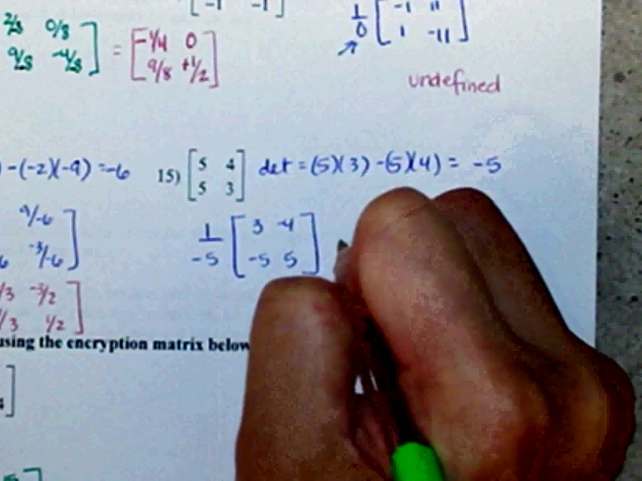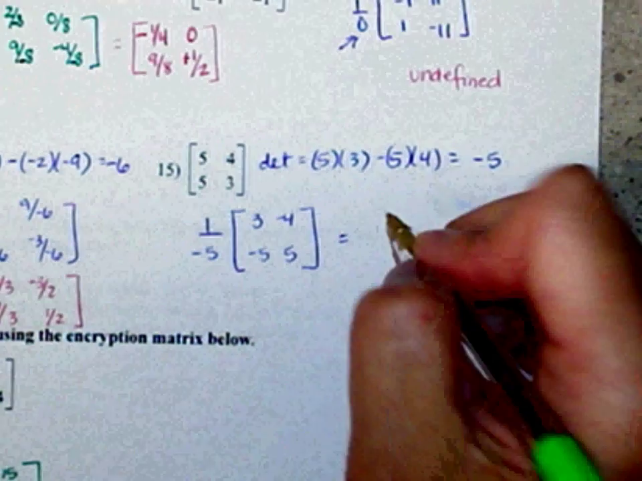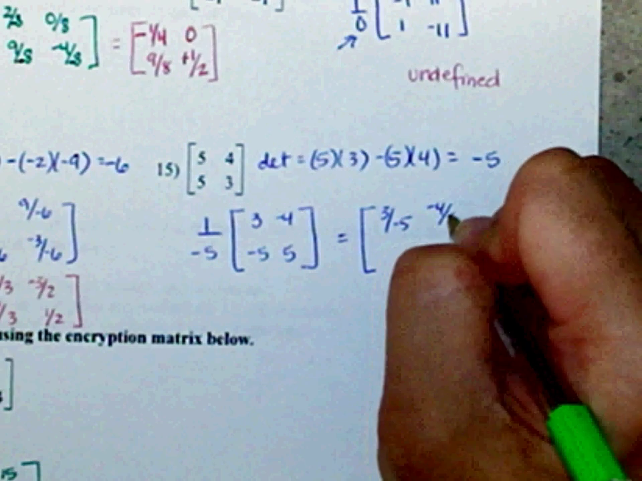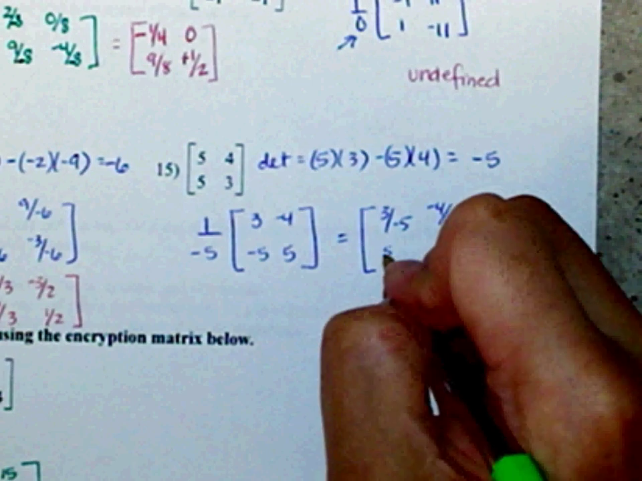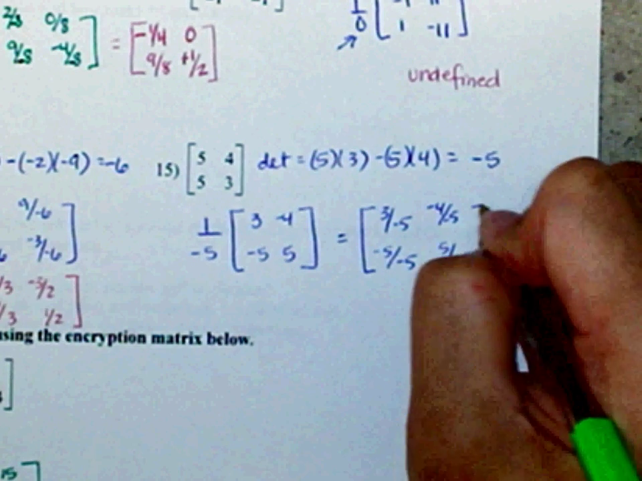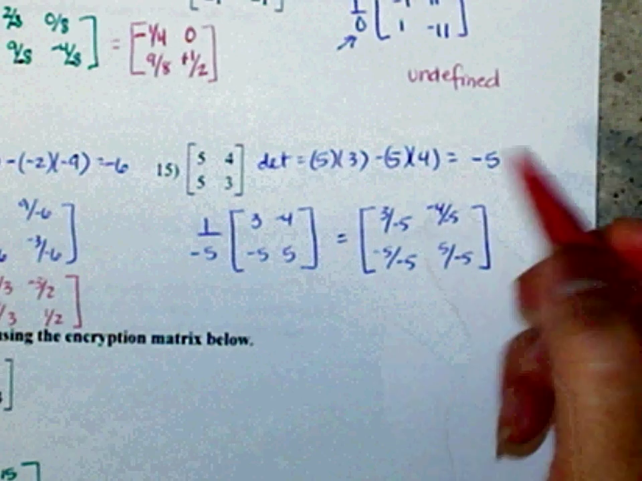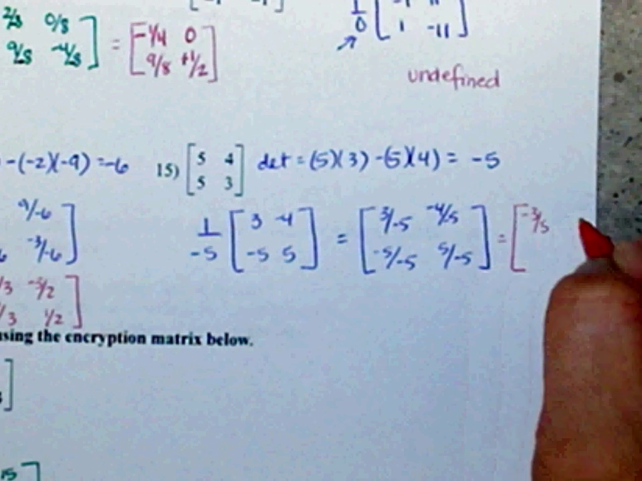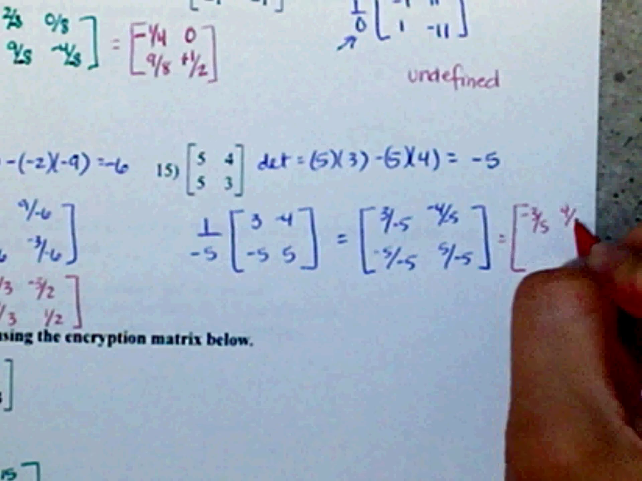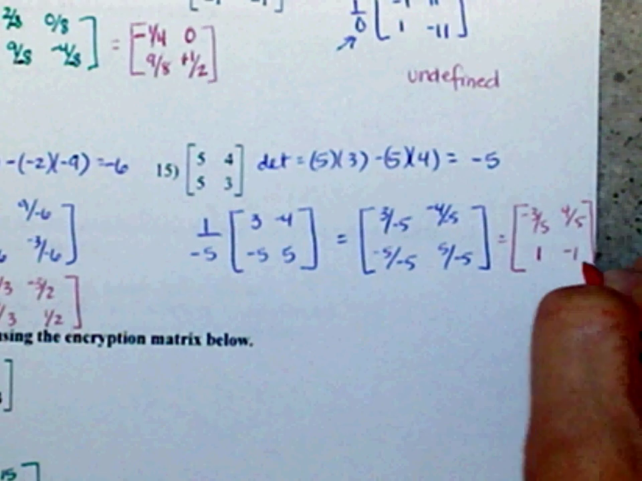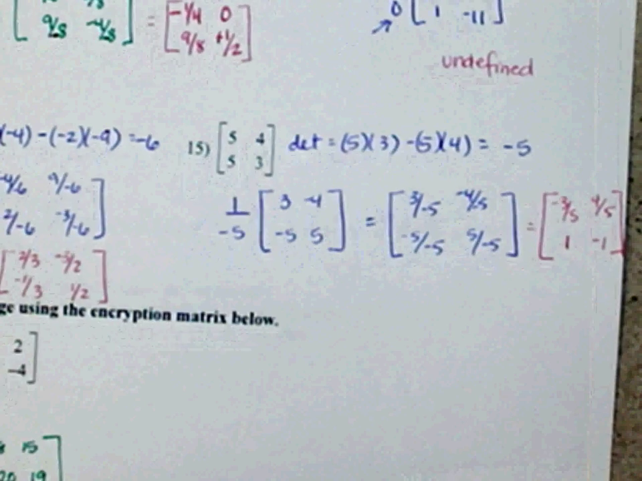Okay? And that comes out to be 3 over negative 5, negative 4 over negative 5, negative 5 over negative 5, and 5 over negative 5. And of course you need to simplify. And when you do, you get negative 3/5, positive 4 over 5, positive 1, and negative 1. Always simplify. Okay? Double check your answers.